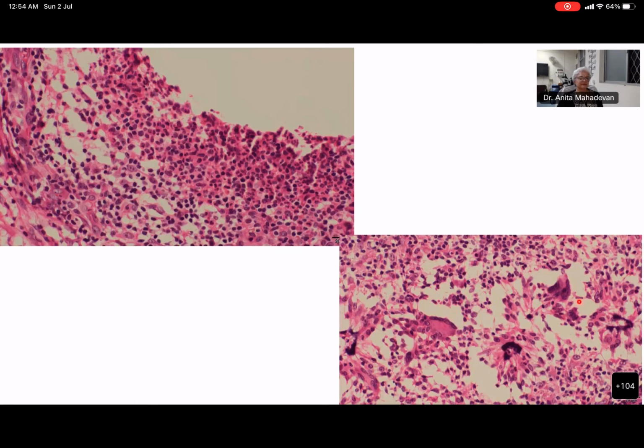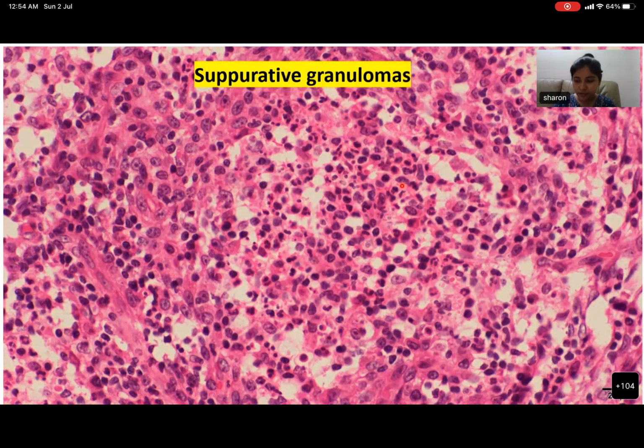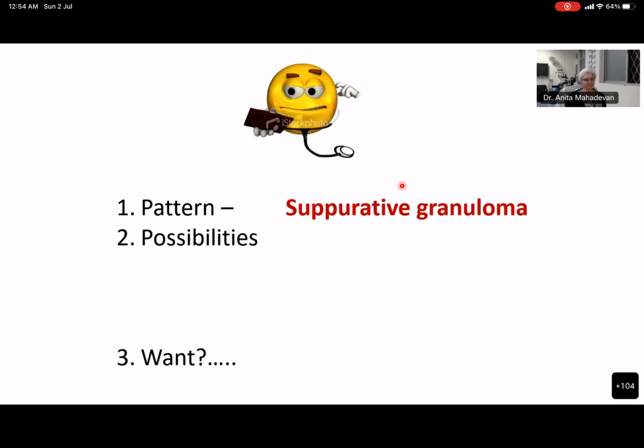This is a what type of giant cell? It's a foreign body giant cell. And this is the center of the granuloma. Neutrophilic. So what kind of granuloma is it, ma'am? Suppurative granuloma. Very good. So the pattern you're looking at is a suppurative granuloma.